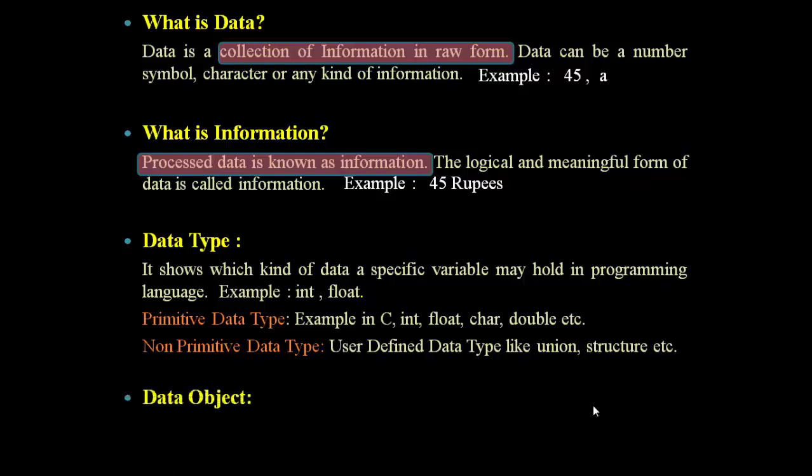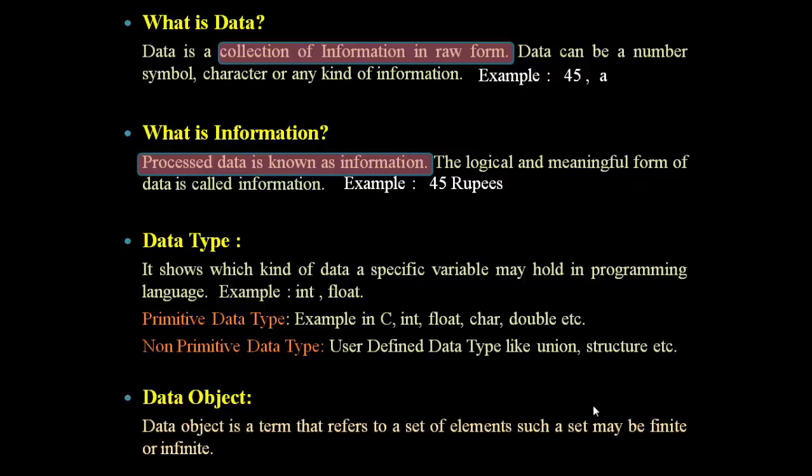Now next is data object. The simple definition of data object is that it is a term that refers to a set of elements. Such a set may be finite or infinite. If it is a list of elements, a set of elements, then it is known as a data object.